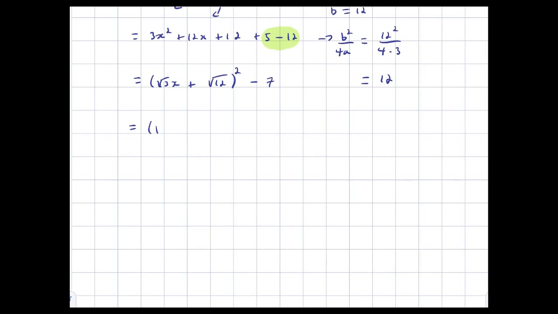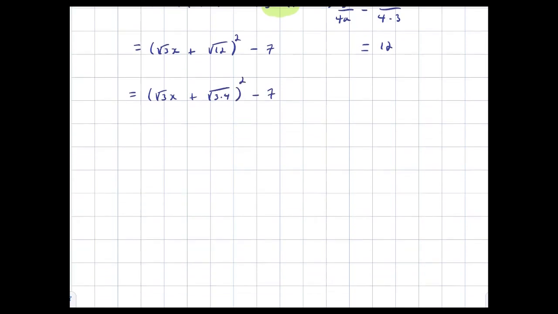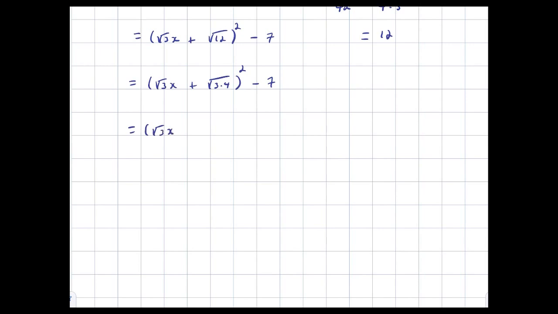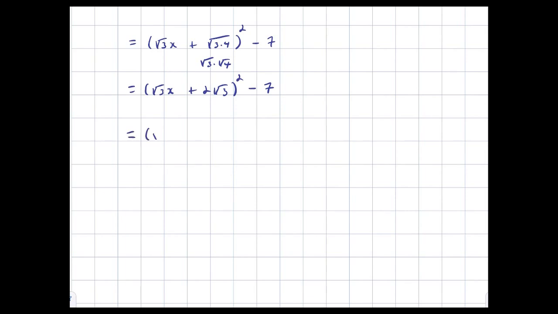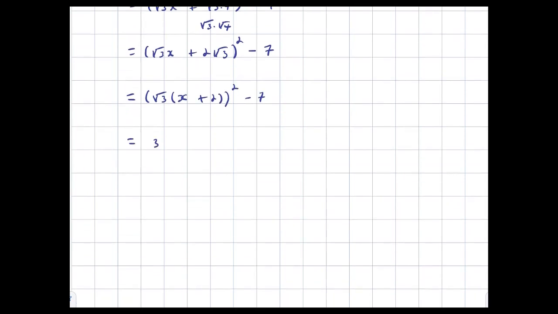And then this, again, we'll do it very step by step. This is root 3 times x plus the square root of 12, which is the square root of 3 times 4, squared minus 7, which is going to be root 3 x plus 2 times the square root of 3, squared minus 7. Using our radical rules, this is root 3 times root 4. Now I factor out the root 3, I get x plus 2 squared minus 7, and then last step, this just becomes 3 times x plus 2 squared minus 7.